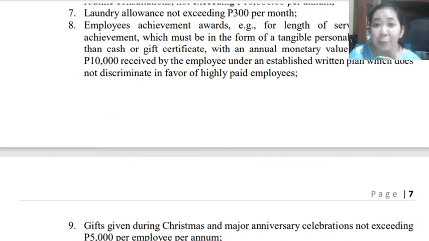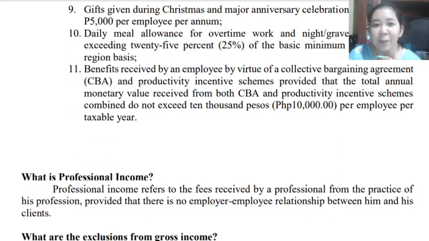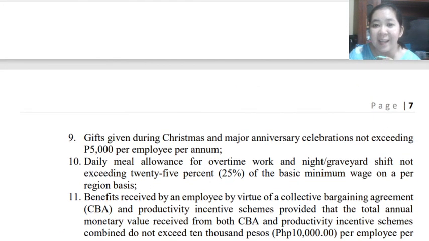So please take note of the maximum amount, okay, per item. So we will continue with professional income in the next video lecture.